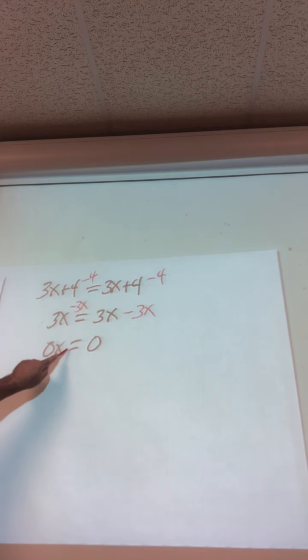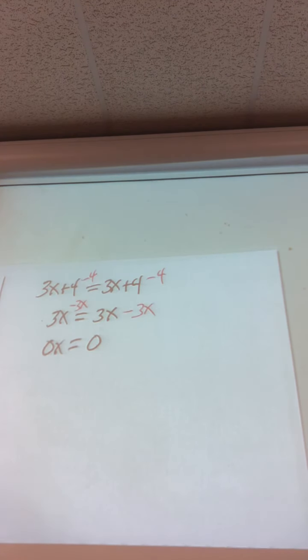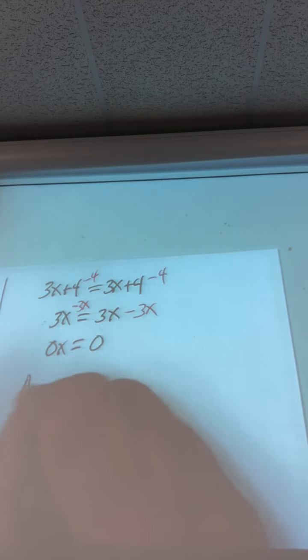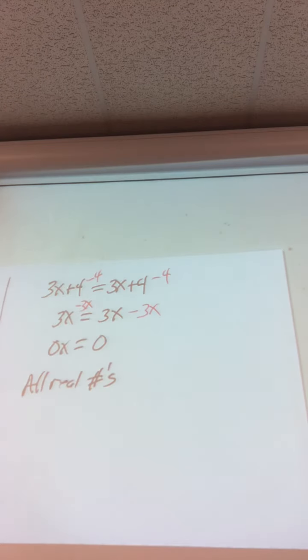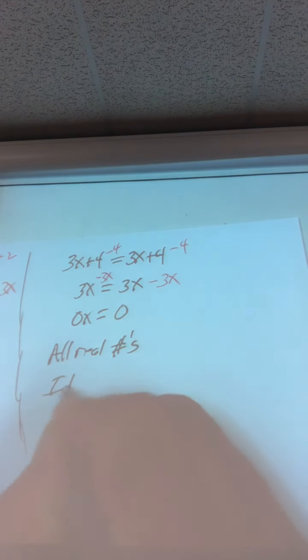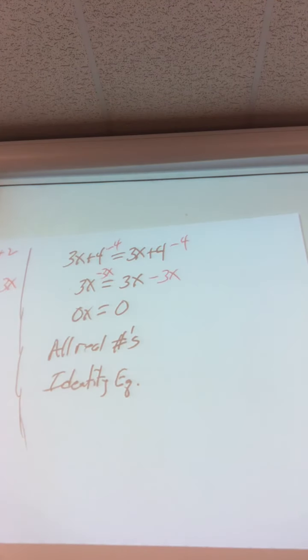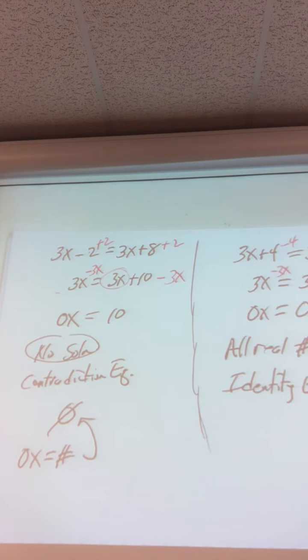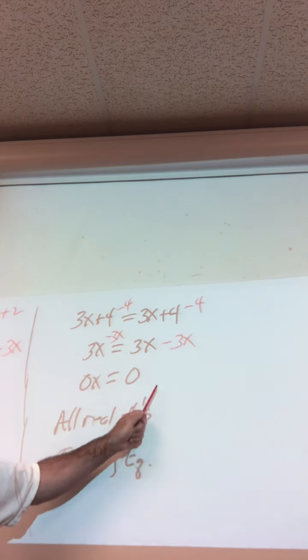Well, 0 times 1 is 0. But 0 times 2 is 0. As a matter of fact, 0 times anything is 0. So whenever that happens, this is when the answer is all real numbers. That means everything works. This is what we call an identity equation. So, a contradiction equation will always end up 0x equals some number. No solution. An identity equation will always be 0x equals 0.